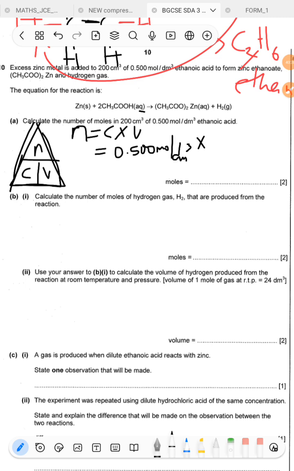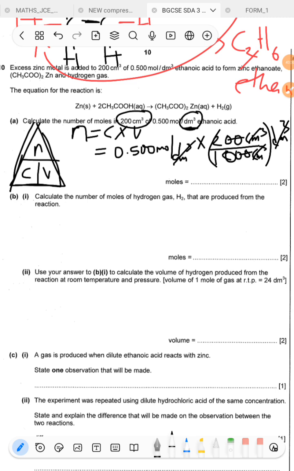times. Now remember, this volume is in cubic centimeters, but we need it to match the volume unit found in the concentration. Essentially we are to convert 200 cubic centimeters to cubic decimeters. The way to do that is simply by dividing by 1000, and then this becomes cubic decimeters. The decimeter cancels the decimeter.